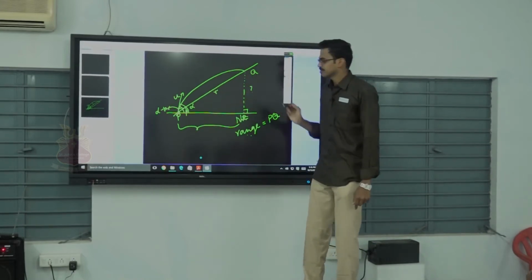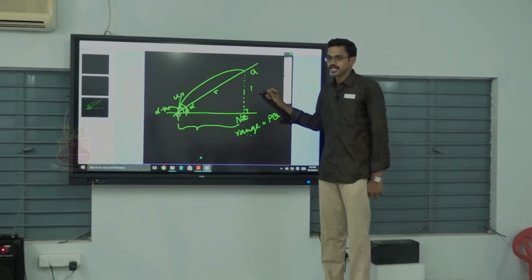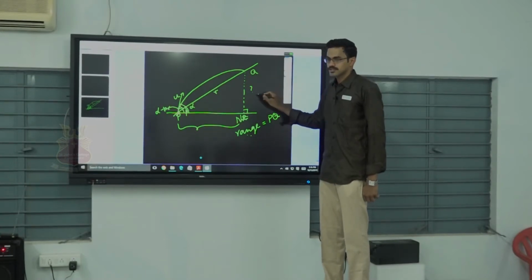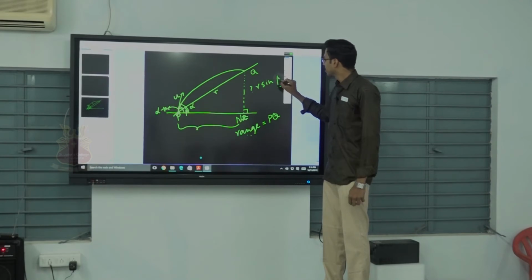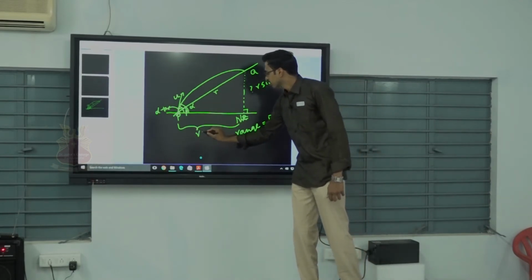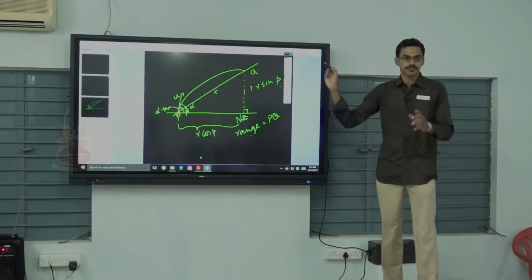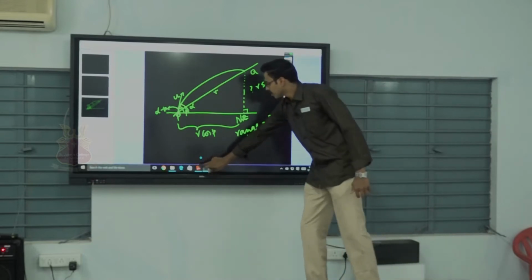What is this? Opposite side by hypotenuse. Then sin beta equal to this y by R. So what is y? That distance becomes R sin beta. Similarly, it is R cos beta. Then what is Q? Coordinates of Q are R cos beta, comma R sin beta.